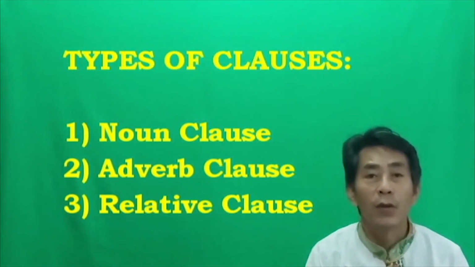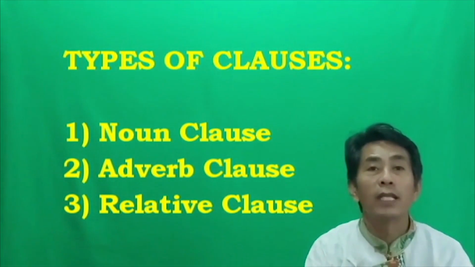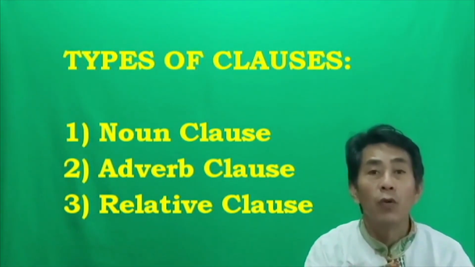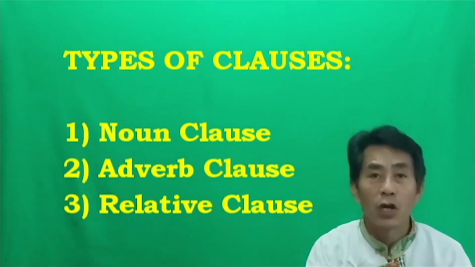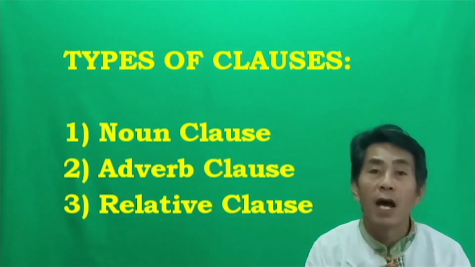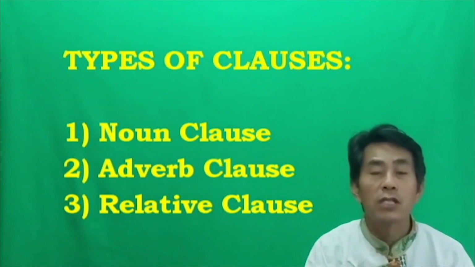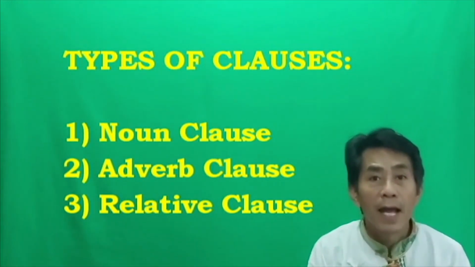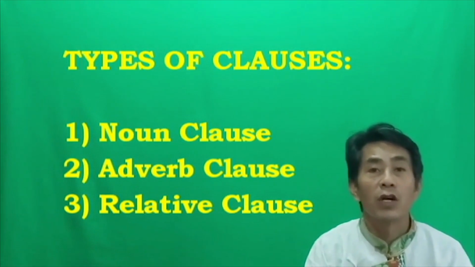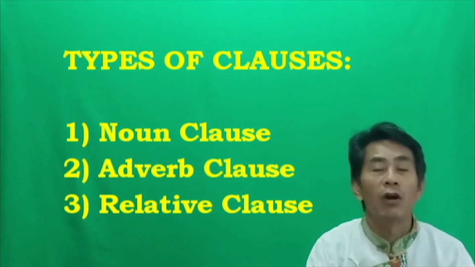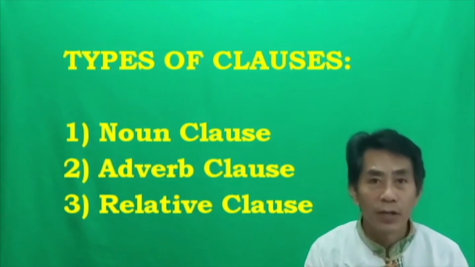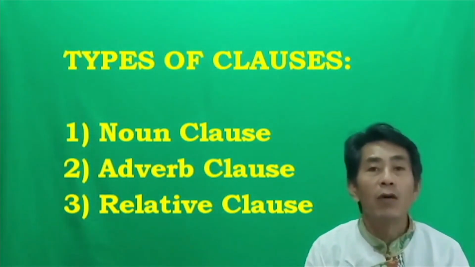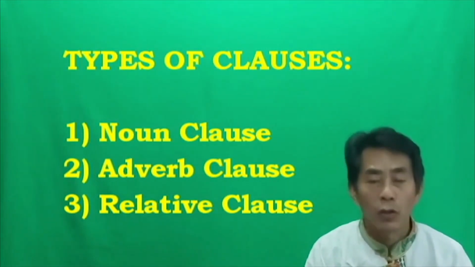They got their names because of the work they do. The noun clause is the clause which does the work of a noun, the adverb clause does the work of an adverb, and the relative clause does the work of an adjective. You got it? Now let us start with the noun clause.